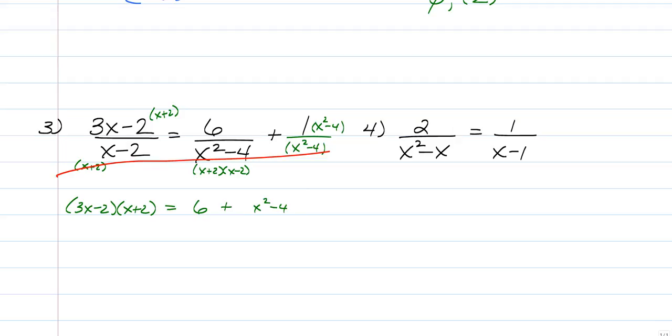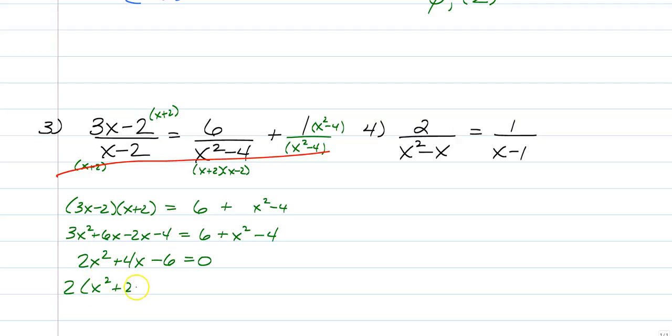If we were to multiply the left side over here, we would have 3x squared plus 6x minus 2x minus 4 is equal to 6 plus x squared minus 4. And to get everything over to the left side, we should have 2x squared plus 4x minus 6 is equal to 0. And we can factor out a 2, leaving us with x squared plus 2x minus 3 equals 0.